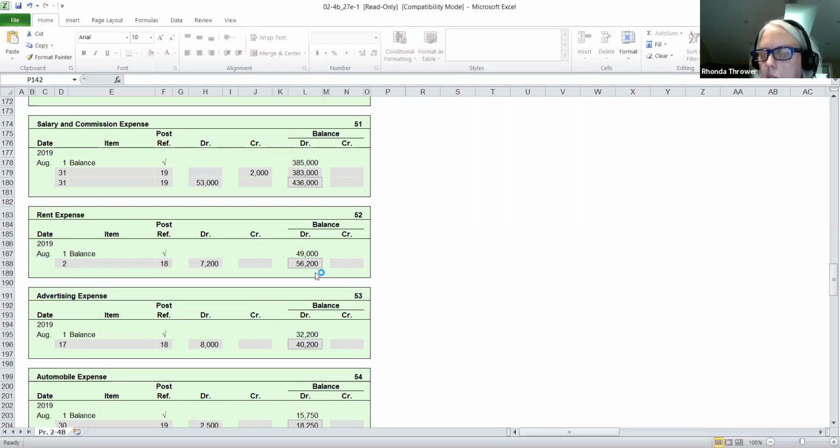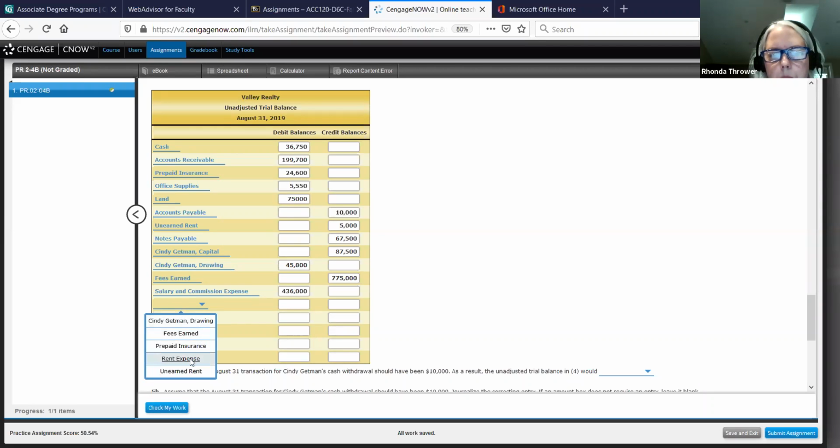I'm going to go back to my ledger. I want to share with you my rent expense of $56,200. And that $56,200 is copied back to the unadjusted trial balance. $56,200 is the debit balance for rent expense. I'm going to go back to my ledger.